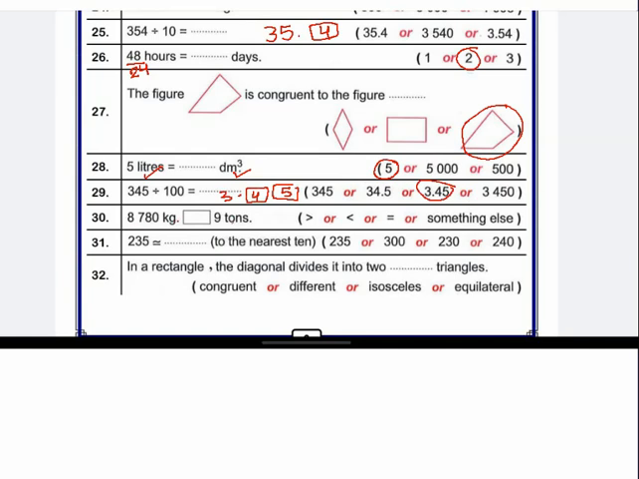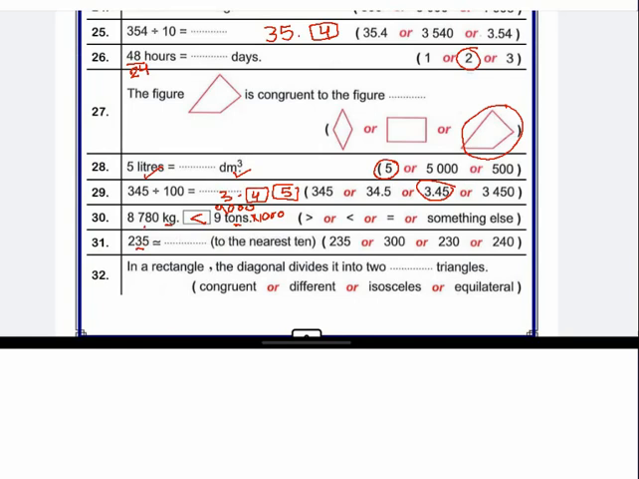This number in kilograms or 9 tons. Okay, we cannot know which one is the greatest because we have two different units: tons and kilograms. Firstly, you should convert one of these units to the other. How? It's easy to convert from tons to kilograms by multiplying by 1000. So it will be 9000, and here we have 8780. So which one is the greatest? Tons, because it is 9000.